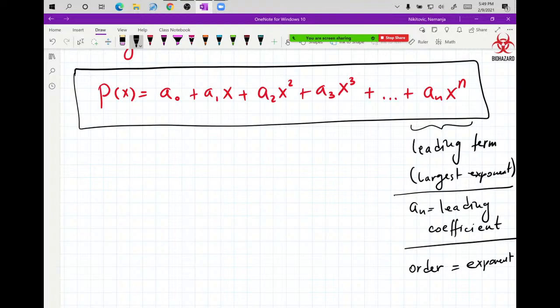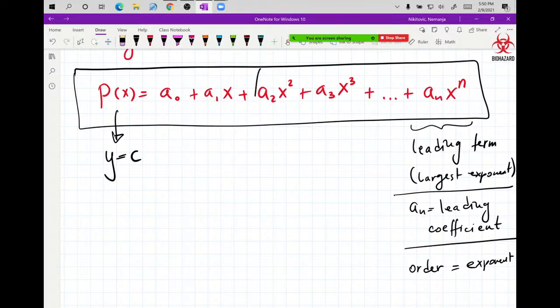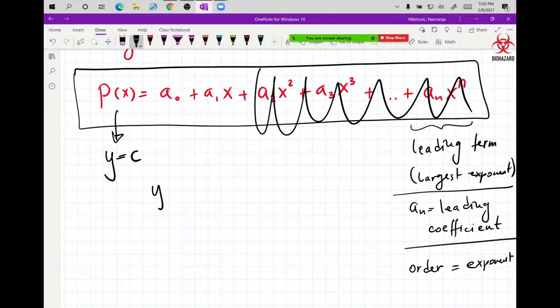Now let's examine what we have here in this polynomial. If I just use the first term and kick everything else out, you have your y equals c. We call it p of x for polynomial function, but you can put f of x there, you can just put y, whatever. So if you just keep the first term, that's technically your y equals c. If you keep the first two terms and throw everything else out, you have y equals mx plus b. See, this is mx plus b.